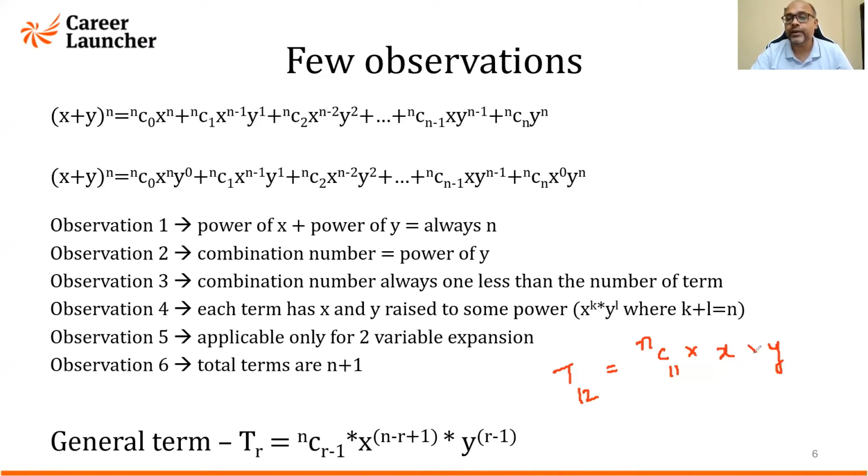It is easy for me to write the power of y because this 11 and 11 should match. Once 11 is written as the power of y, then the x power will very simply become n minus 11, because the sum total of the powers should be n itself. That is how you write the term that you need. Right? Simple enough? All right.